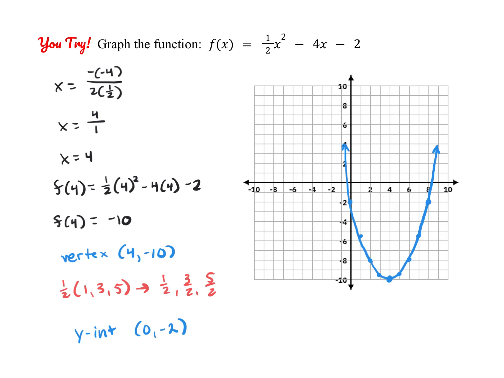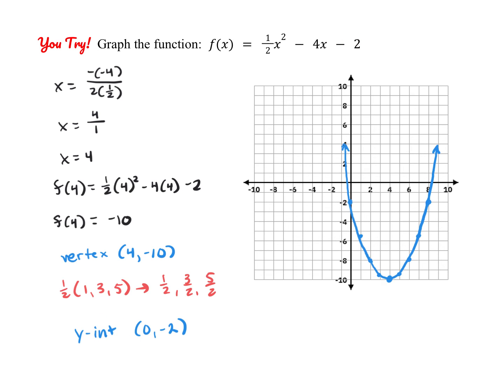Our vertex should be at (4, -10). And then because of that a value out front, we do have a vertical shrink by a factor of 1/2. So our vertical growth pattern will be up 1/2 over 1, up 3/2 over 1, and then up 5/2 over 1. Another point that we know would be the y-intercept, which should be at (0, -2).